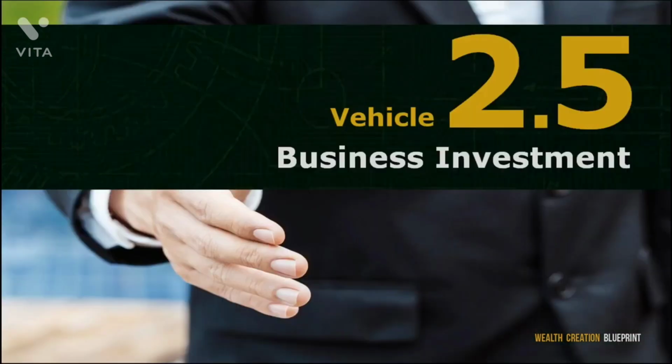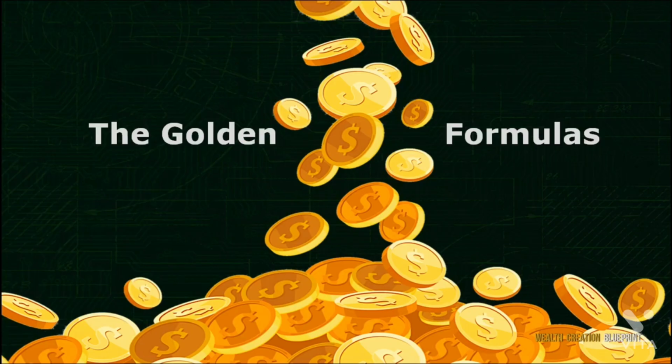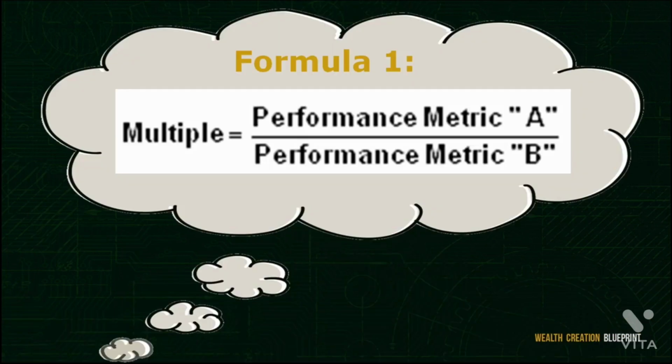In the previous module, we talked about identifying areas of interest in business investment and what are the things to be on the lookout for before investing in a company. So now let's move forward to the 2nd step of investigating a business: the golden formulas to your massive passive income. The golden formulas. Formula 1.